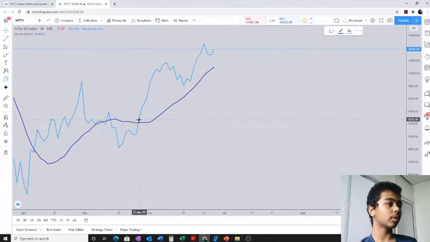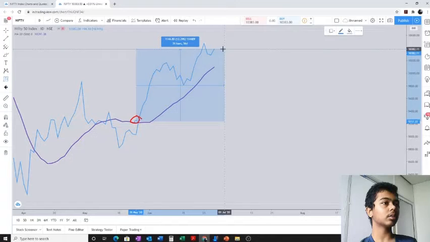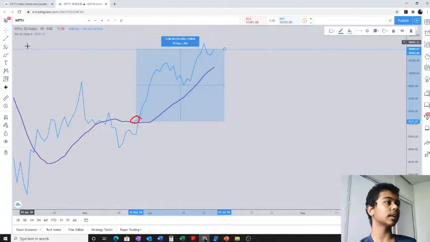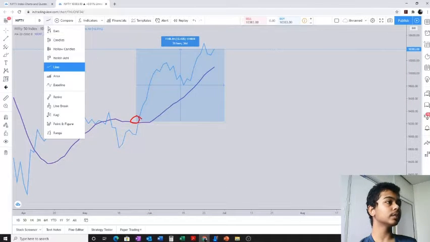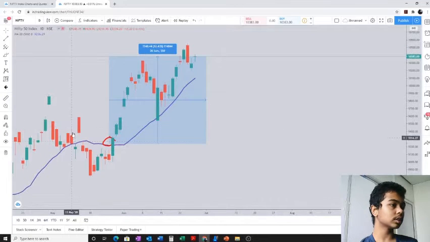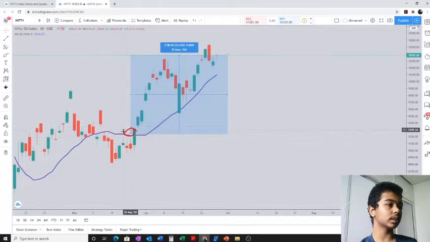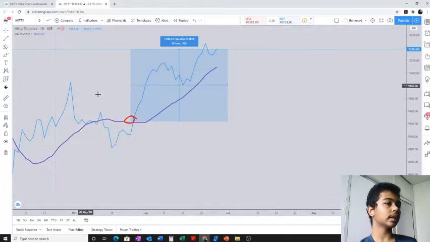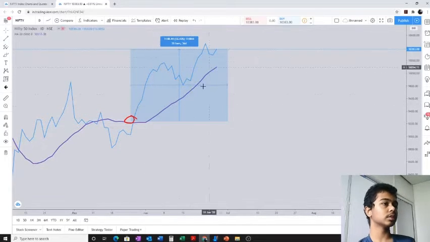If you had bought over here, let's see how much returns you could have made on this. If you buy over here, it's about 12%, and this is the chart of Nifty, and in this we use the line chart, not the candles. The reason is it's very difficult to see if it did cross or not. If it's a line, then it's a little easier.